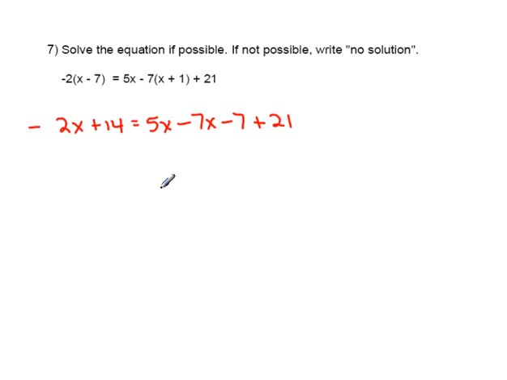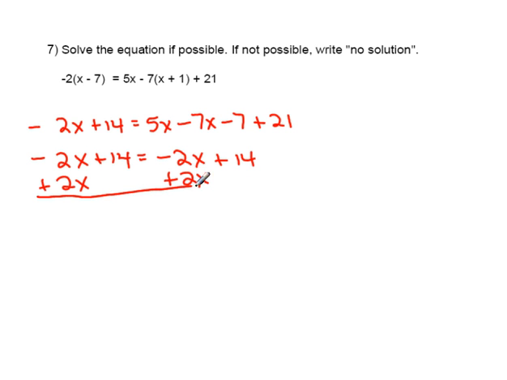Now look at each side of the equal sign to see if there are any like terms to combine. You'll notice on the left side there are no like terms, so we'll just bring it down. On the right side we do have like terms, so 5x minus 7x is negative 2x, and negative 7 plus 21 is plus 14. Okay, now what we want to do is bring variables to the left, numbers to the right, so I'm going to add 2x to both sides.